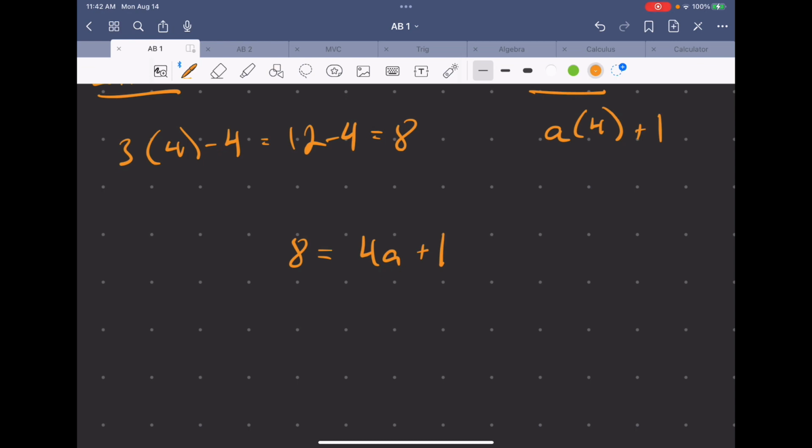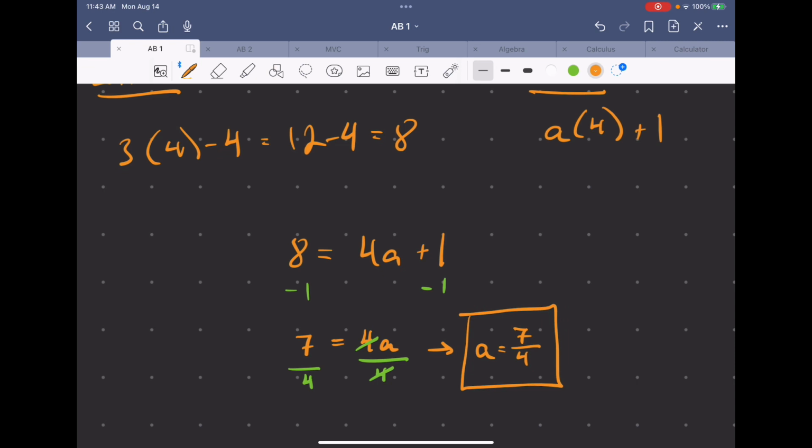So now I can solve for a. I've got a single equation that involves a. I can solve that and find the value of a that would make this continuous. So I'm just going to subtract 1 from both sides. That would be 7 is equal to 4a. And then I'll divide both sides by 4. So then that would give me a is equal to 7/4. And that is the value of a that makes this true.